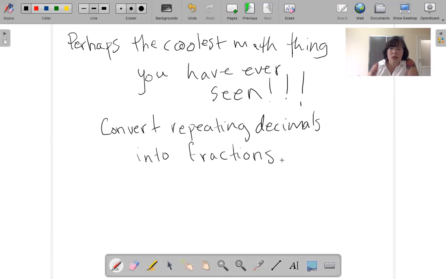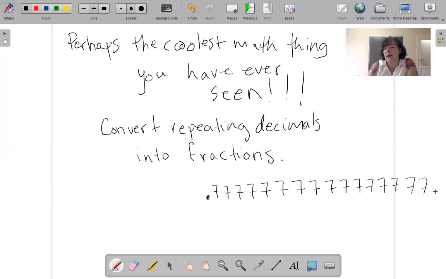So now you're asking, Mrs. Gibbons, what is a repeating decimal? A repeating decimal is a number, a decimal, that goes on and on and on, and it never, ever stops. We write decimals like this with a little line over it. Anytime you see a decimal with a little line over it, it means it's repeating forever and ever.